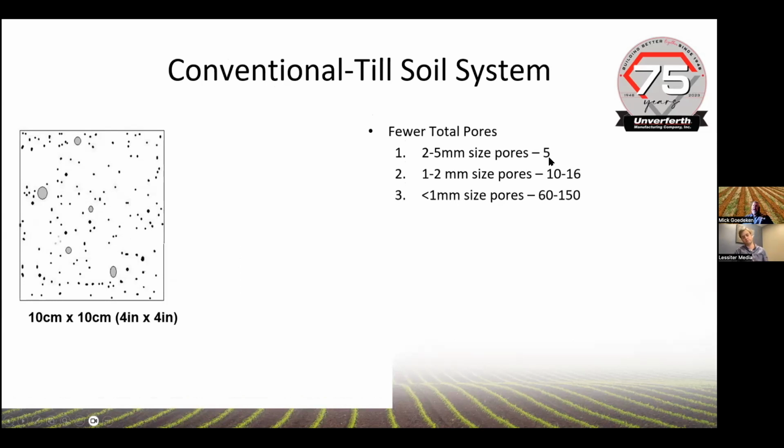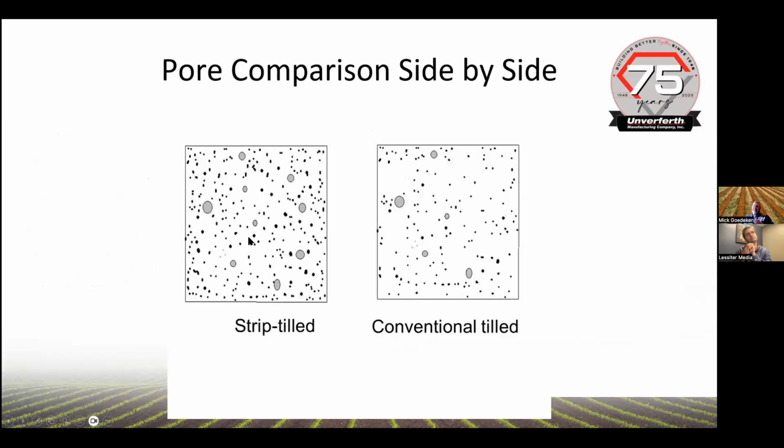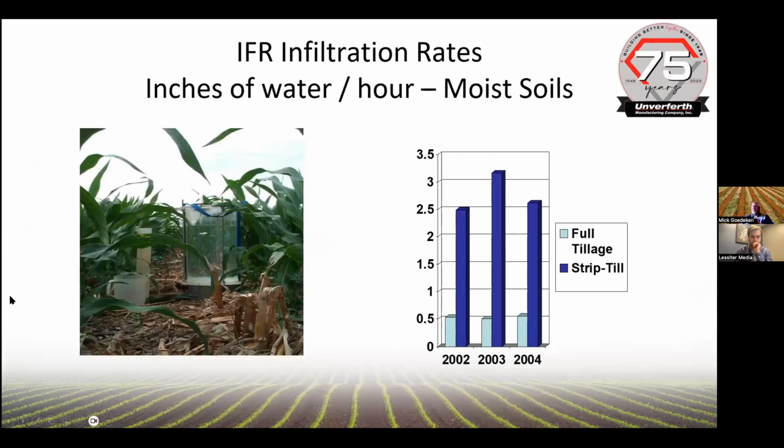Conventional, we had 5 large pores, a little over half. 1 to 2 millimeter size, so those medium pores, we had 10 to 16, about half. And then 60 to 150 of those small pores, and that's once again about half. And when you look at them side by side, it's a real telling feature of what that strip till did for the infiltration rates. So let's look at another thing that was some older data, but something we can learn.